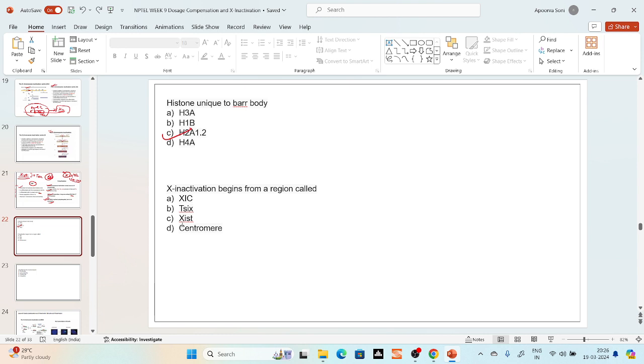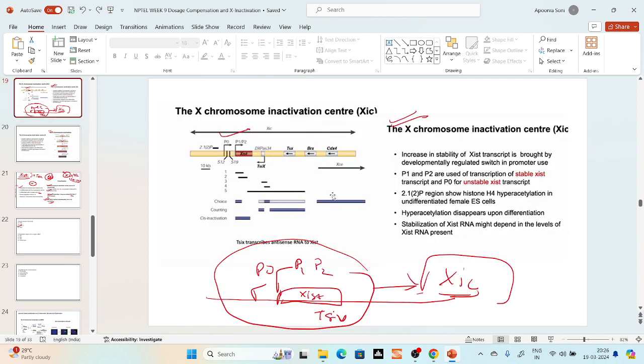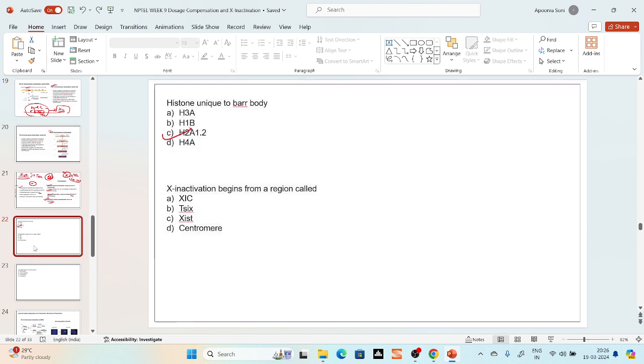Xist is the hero of the movie, but for the complete movie to become a hit, you need other characters also. So this is like a movie. These are other side characters, and Xist is the hero. So you need everything for the inactivation of the X chromosome. So the correct answer would be A, that is X chromosome inactivation center.